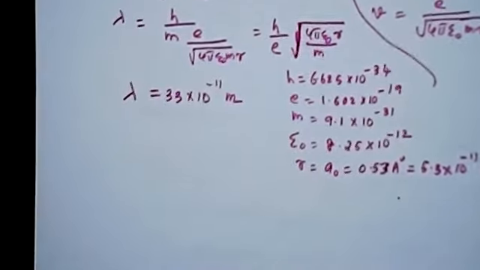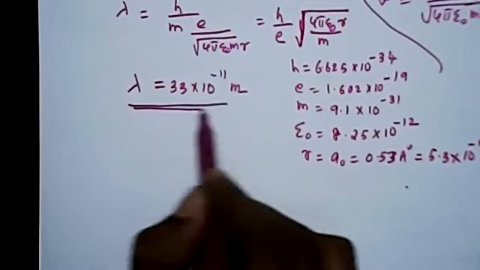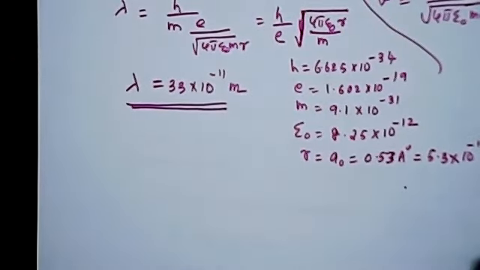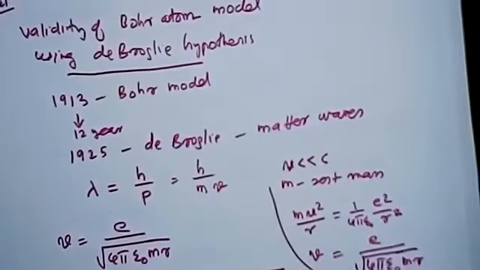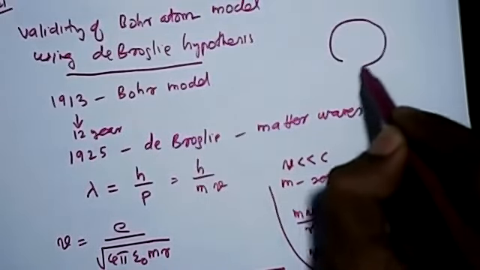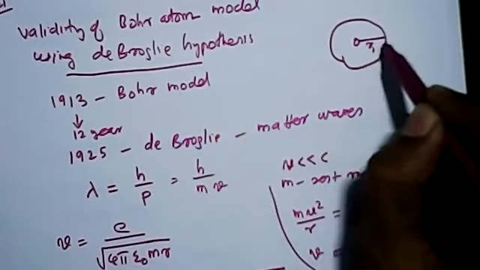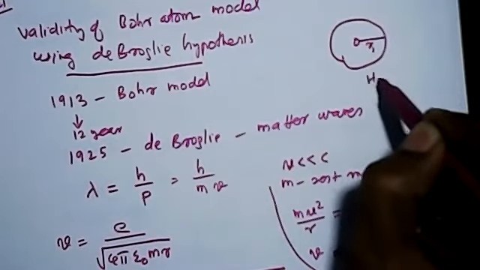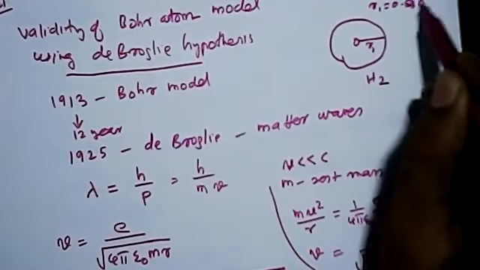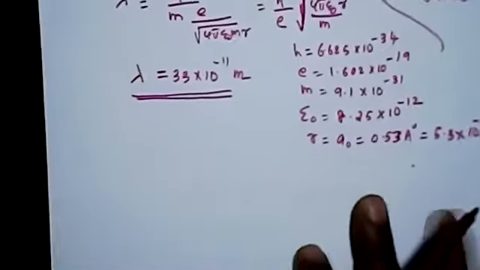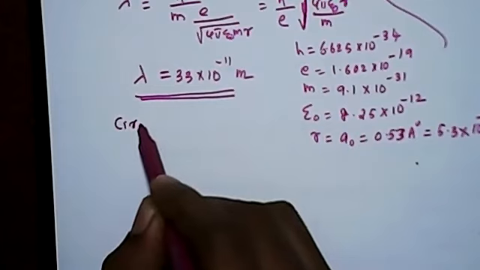Now you just simply calculate the circumference of the first orbit of the hydrogen atom. Let us limit our discussion to the hydrogen atom. This is the nucleus, and this is r1, the first orbit, which is r1 equal to 0.53 angstrom. So for the hydrogen atom, what is the circumference of the first orbit?